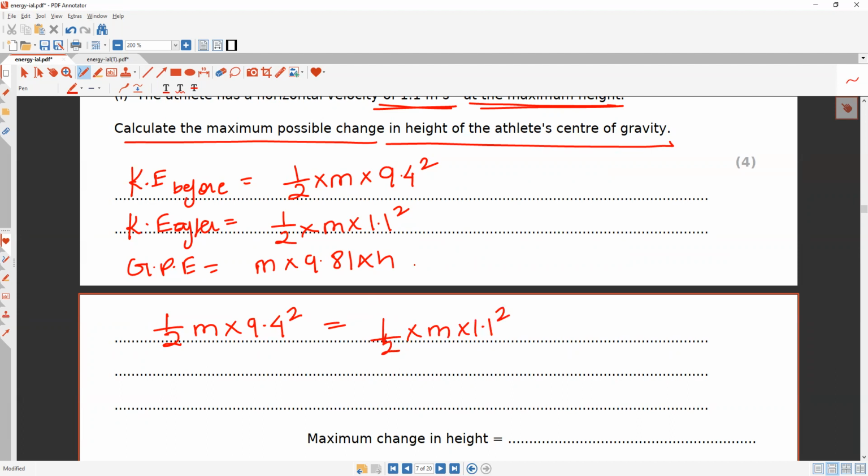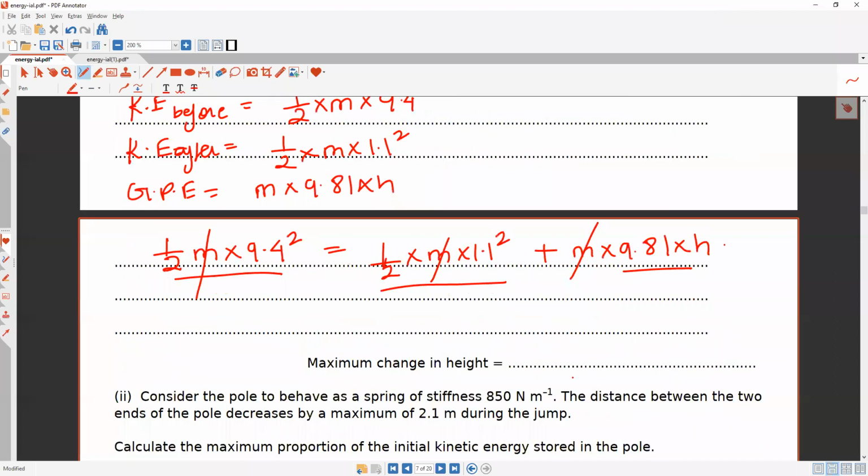Because not all the kinetic energy before got converted to gravitational potential energy. The rest of them got converted to gravitational potential energy. Your m is common, so your m gets cancelled. Do this in the calculator, subtract it from this, and divide it by 9.81. You will get your answer. I'll pause the recording. You should get around 4.44 meters or something like that. So if you do whatever I said, the answer should be 4.4.